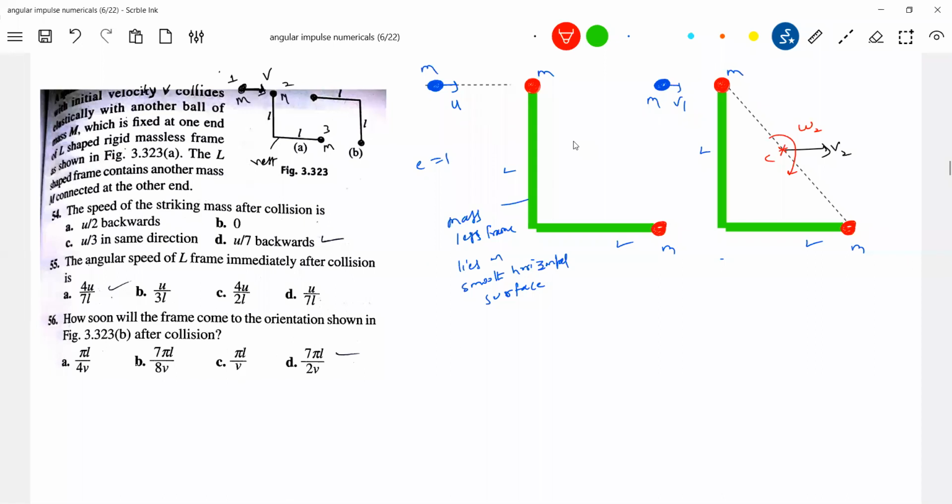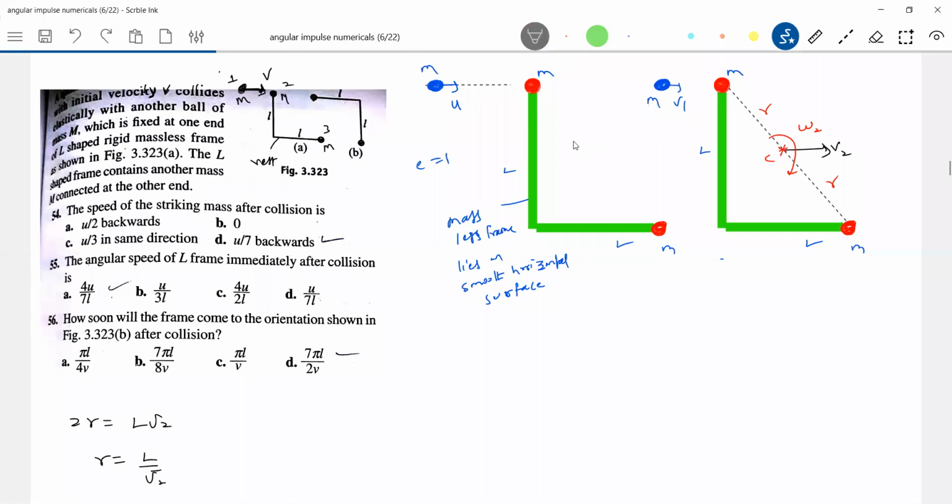Now, let this distance be r. 2r is equal to L root 2, so r is equal to L by root 2. Let's get into some calculation part. Then that angle should be 45 degrees. This angle will be 45, this angle will be 45.